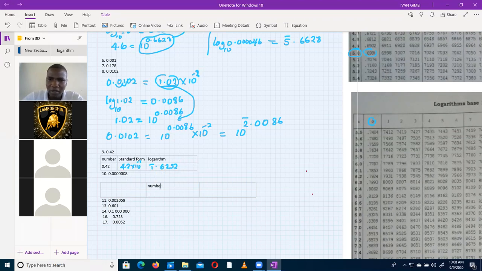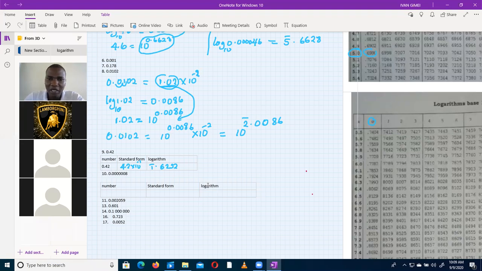Now, the first column, I have the number. Second column, I have standard form. Then in the last one, logarithm.